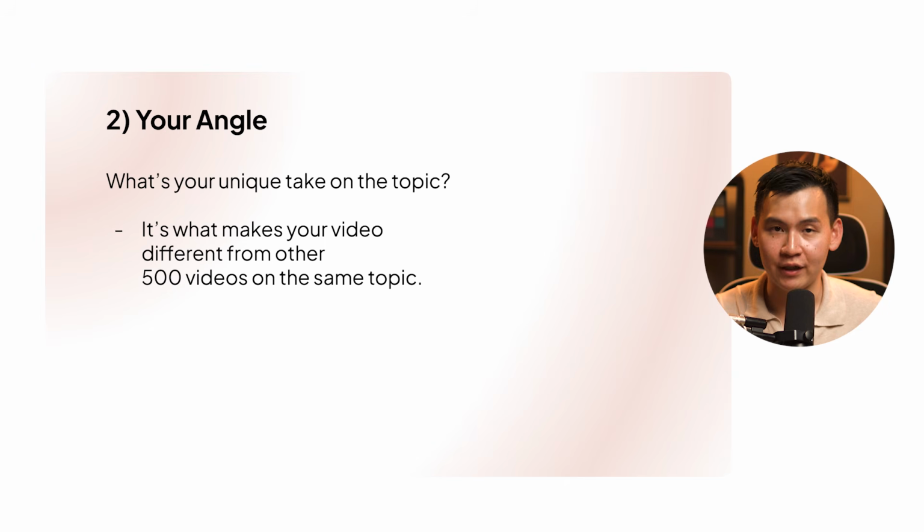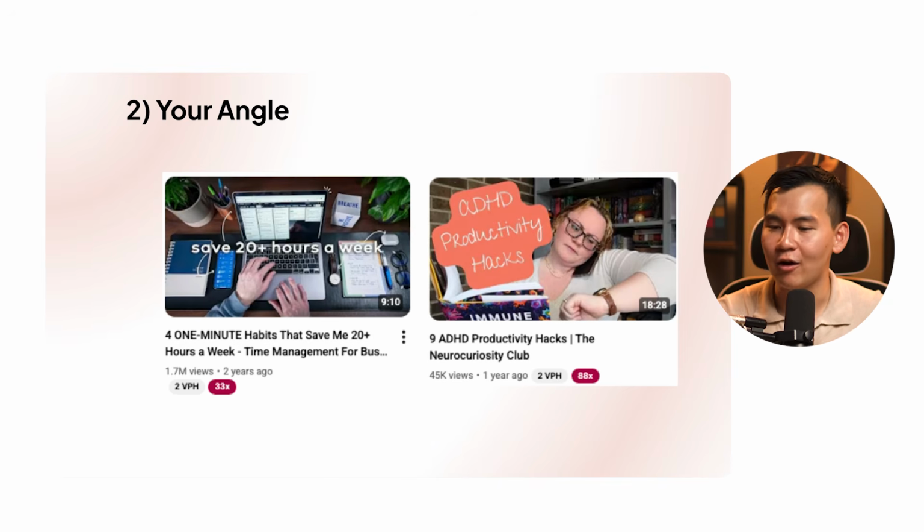And the angle of your video tells the viewer what your unique take on the topic is. Why is your video different from everyone else's on YouTube, and why should they click on yours? This is what makes your video different from every other video out there. You want to define this before you actually write. Your angle could be a 1-minute habit or productivity hacks. What are you saying that's different from everyone else?